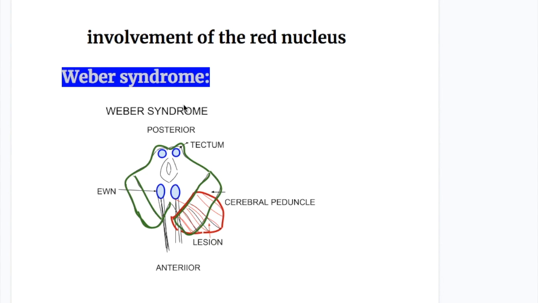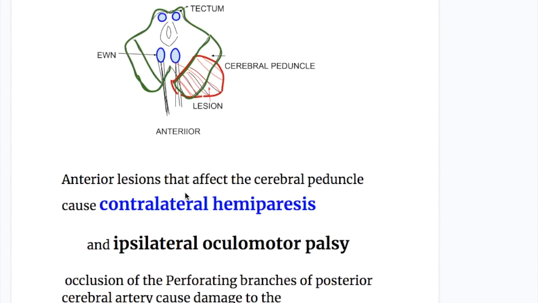Fourth syndrome is Weber syndrome. In Weber syndrome, there is involvement of the fascicles along with the cerebral peduncles. The anterior lesion that affects the cerebral peduncle causes contralateral hemiparesis and ipsilateral oculomotor palsy.